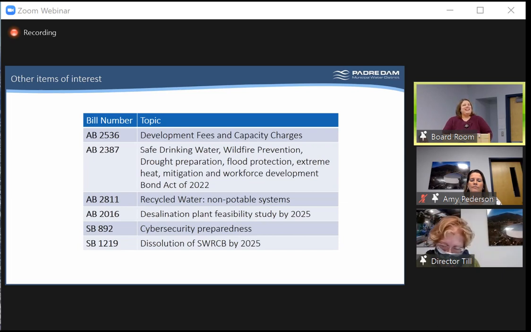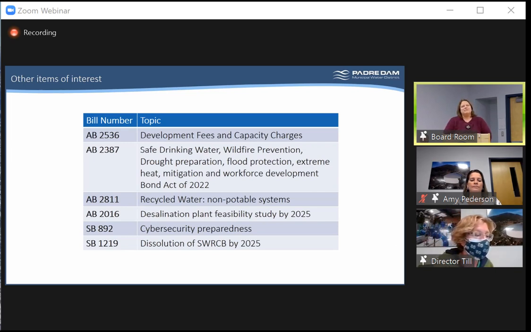AB 2811 is recycled water and dual plumbing on non-potable systems. So this could have an impact on future AWP projects. And so we want to make sure that we continue to follow it and see what happens. We are at the very beginning of the session for the most part. So a lot of these things could drop off, but are important for us to continue to follow.